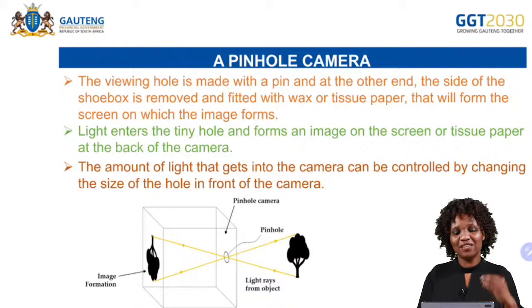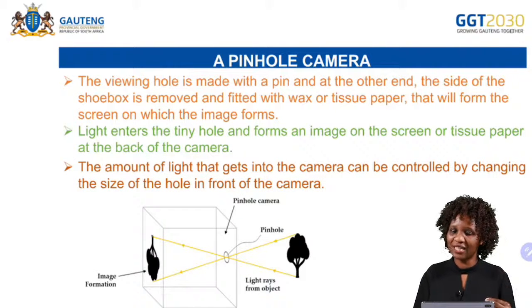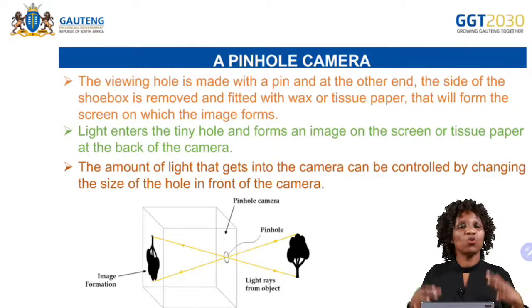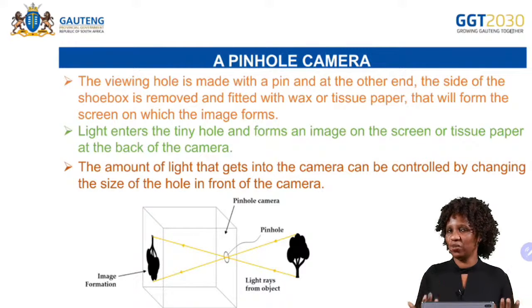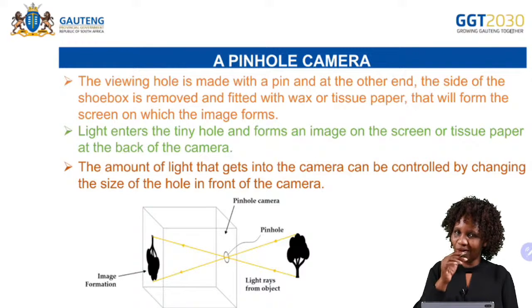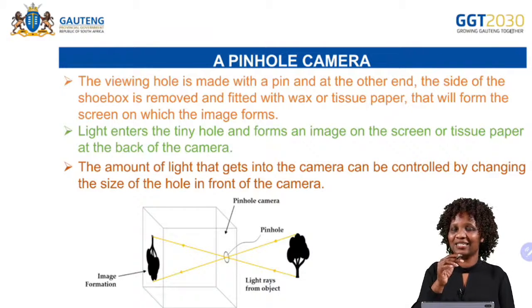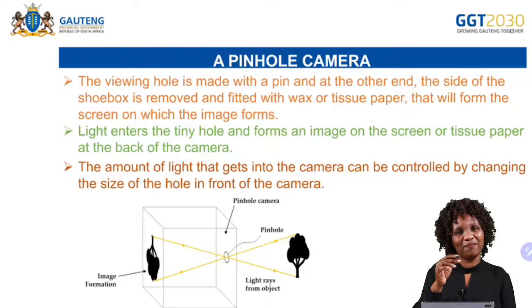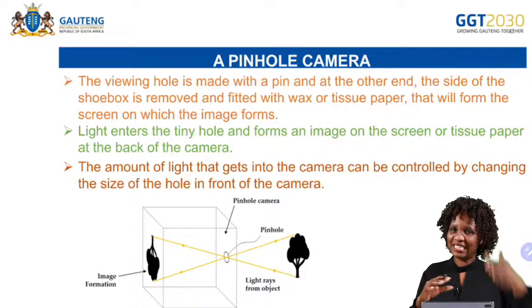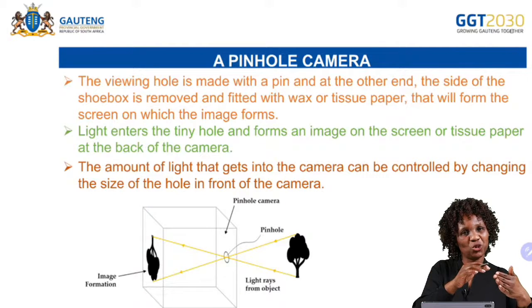And then the viewing hole is made with a what? With a pin. And at the other end, the side of the shoebox is removed and fitted with what? With wax or even tissue paper as a screen. Okay. The pinhole acts as a what? A camera. Okay. And then you put a screen so that the image will be shown.